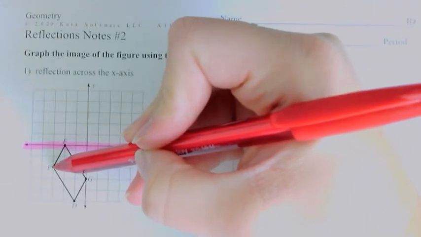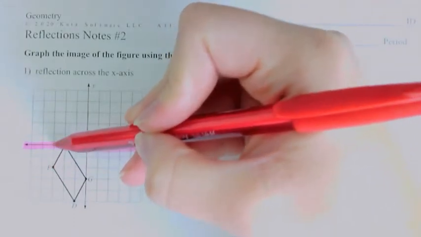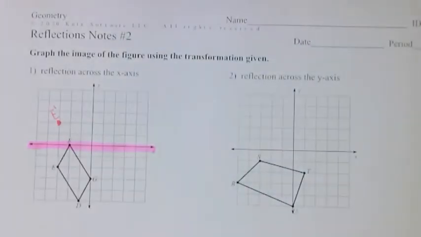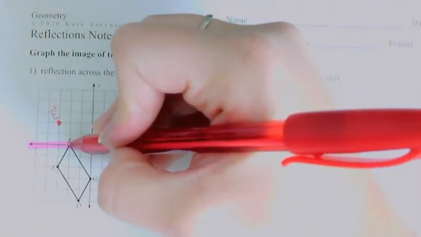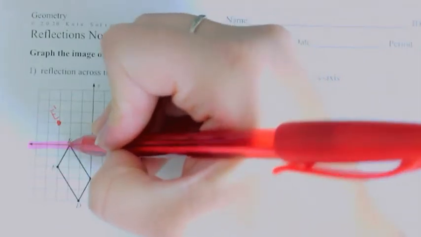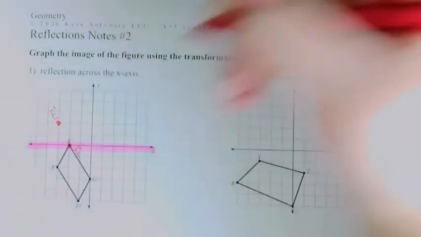From point E, count up to the line: 1, 2. Then to reflect it over, you're going to count up 1, 2, the same number of units above the line. This is the location of our new point E, E prime. Now on to point F. Point F is on the line, so it is 0 units away. So it will stay 0 units away. Point F will stay in the same location, and that will be called F prime.